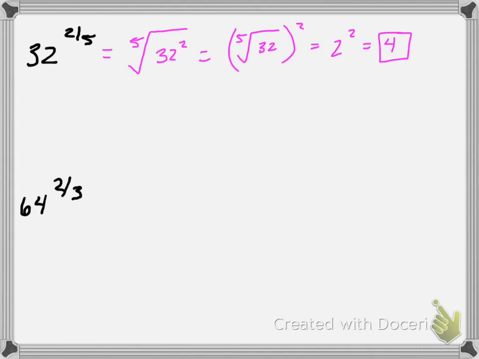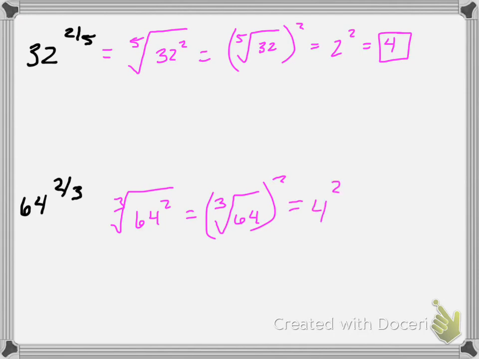I want you to try to do the same process on the bottom. So I've got the cube root of 64 squared. Don't know what 64 squared is, so I'm going to move the 2 out. And then I'm hoping that the cube root of 64 works out, which it does. I know in my experience that that is 4. So my answer is 16.